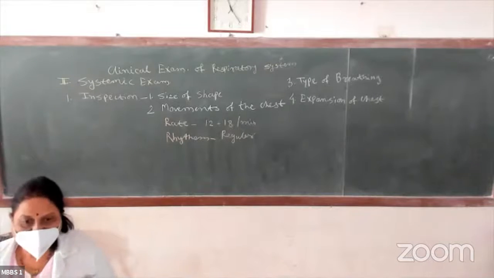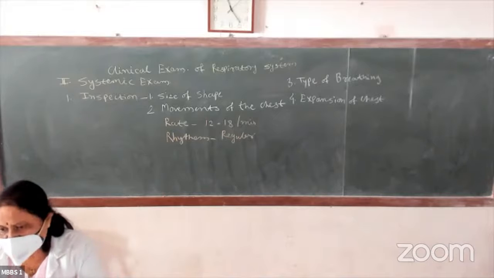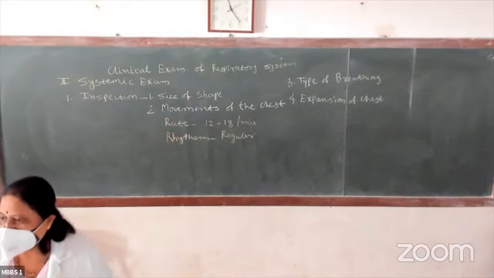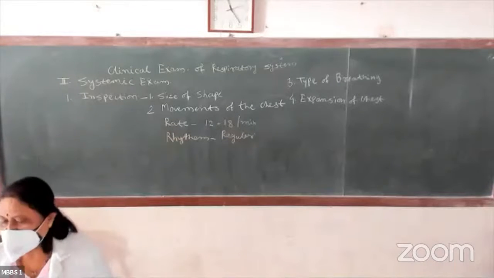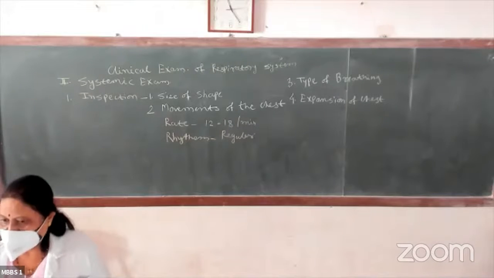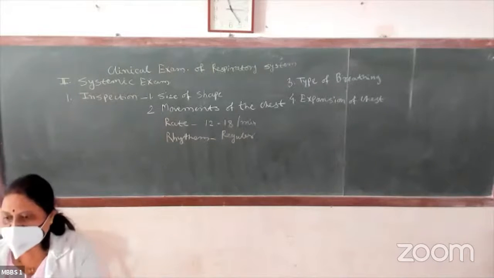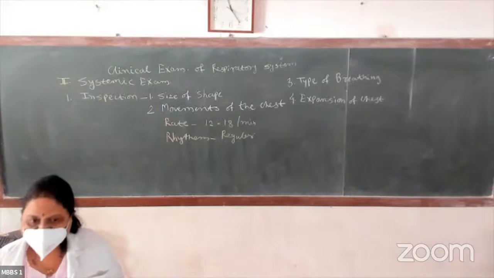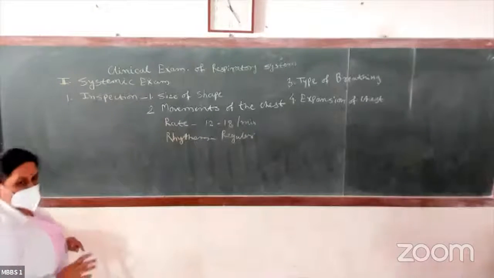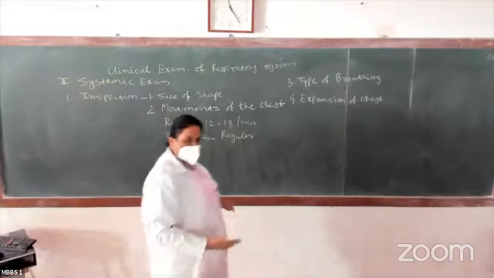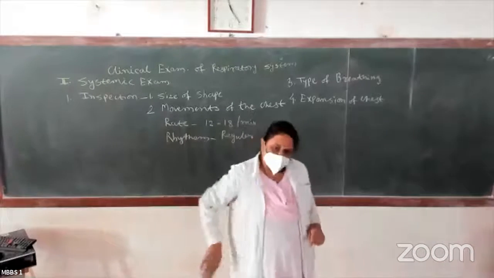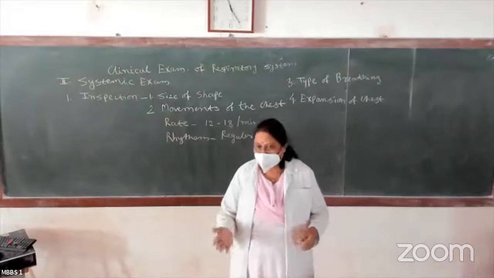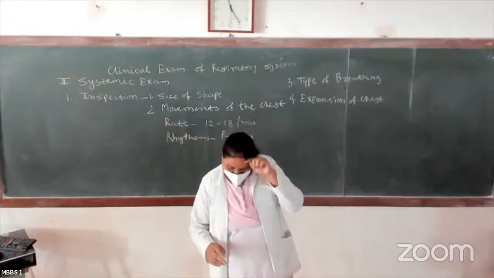So expansion of the chest is either symmetrical, or one side is moving and one side is less moving. Suppose there is a pathology on the left side, there is no full expansion on the left side. The right side has normal expansion, but the left side is reduced. So examine the expansion of the chest anteriorly and also posteriorly, ask the subject to sit and examine on both sides.